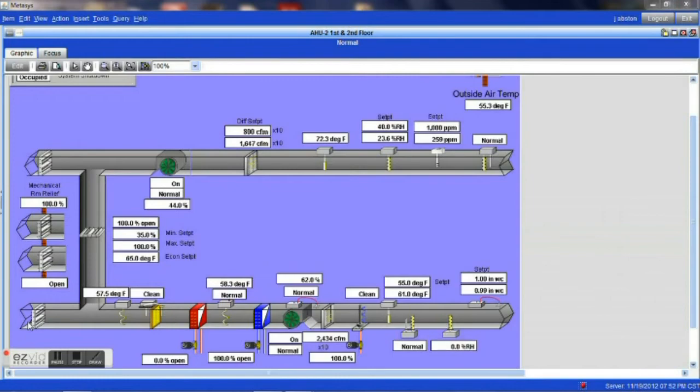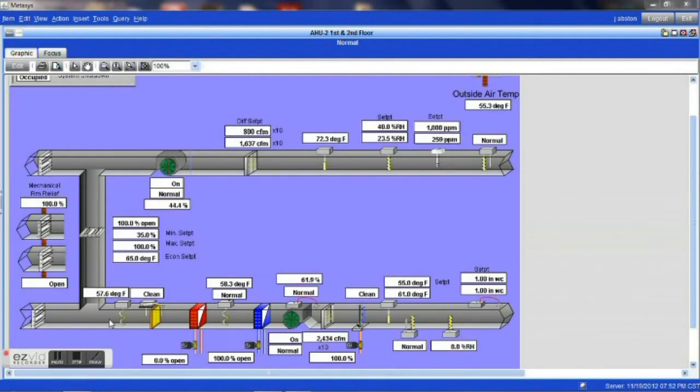Now, generally, most buildings will have a minimum amount of outside air that they bring in. This is done to help control the CO2 levels within the building. If you do not bring in fresh air, you will get high CO2 in the building, and people will basically just get sleepy. So by maintaining a minimum amount of outside air, you will help keep enough air coming in to keep the space supplied with viable air.